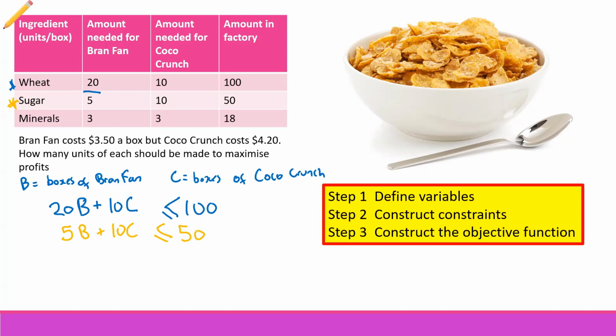And the third and final constraint, guys, can you give me the one for minerals? This time I'm going to wait till I get 2 suggestions, or maybe 3, for the answer for minerals before I put the answer up, to see if you guys get it correct. So what would be the similar constraint? There's 1, there is 2, and there is 3. 3b plus 3c must be less than or equal to 18. Thank you. So 3b plus 3c must be less than or equal to 18.